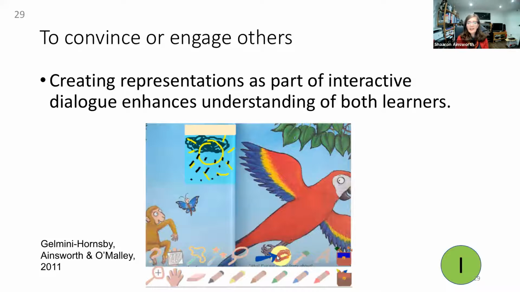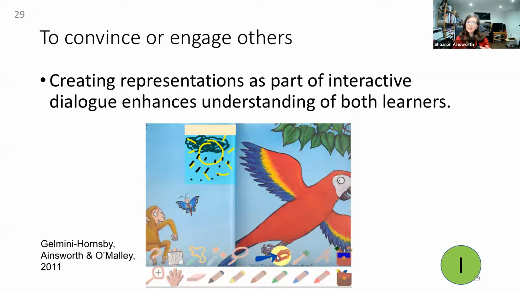And finally, and I'm just going to end on this final example, just because I think you probably don't get many storybooks in your data visualization sessions. So I worked with my PhD student, Julia Gelmini-Hornsby. What we presented young kids, like 5 or 6 year olds, with storybooks to tell stories around. And this is a very famous storybook.